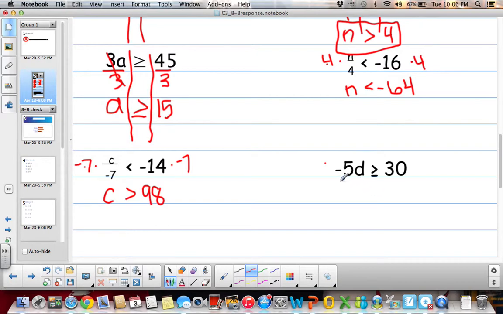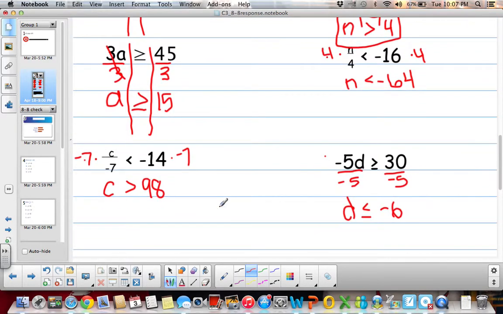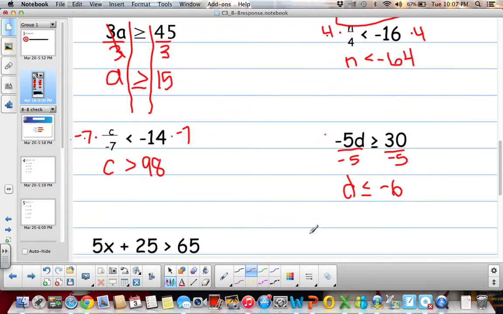And then we would have dividing both sides by negative 5. Because it's a negative, we need to flip our sign then. So D is less than or equal to negative 6. Remember, we're only flipping the sign if the number that we're multiplying or dividing by is negative.